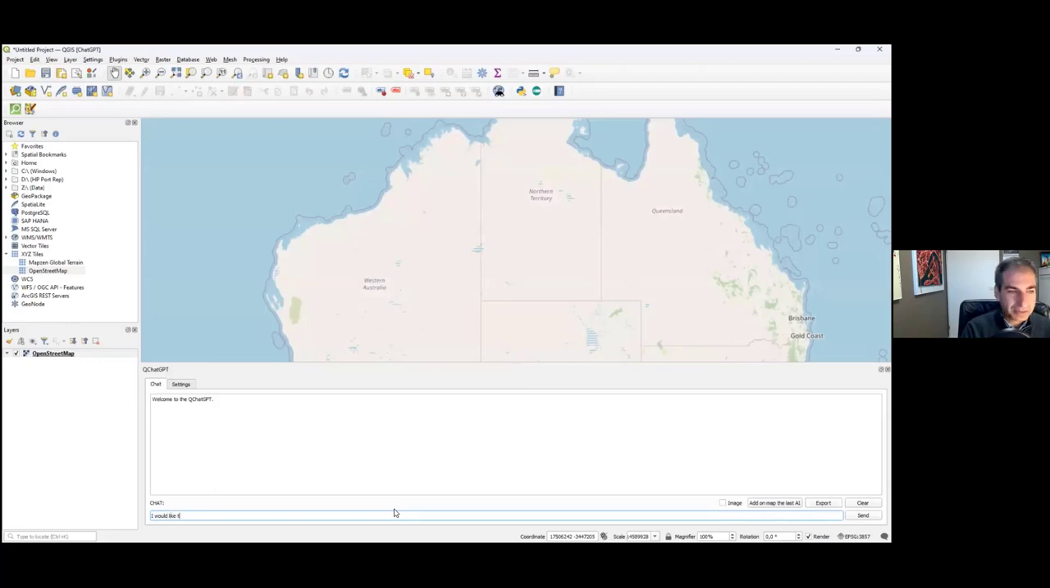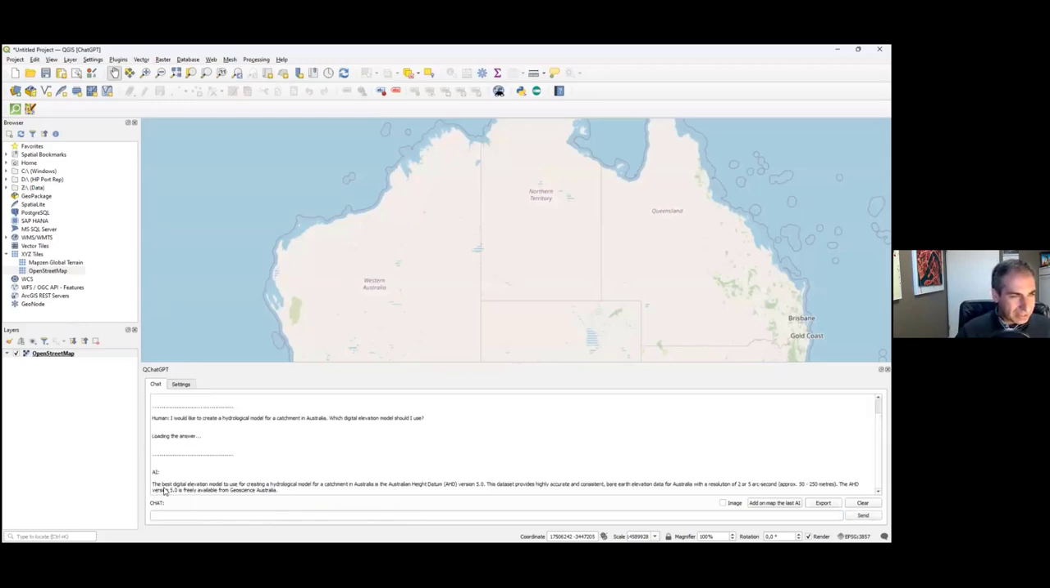I would like to create a hydrological model for a catchment in Australia, which digital elevation model should I use? Let's see if it can give some help. And there it gives some answer. The best digital elevation model to use for creating a hydrological model for a catchment in Australia is the Australian High Datum version 5, et cetera, et cetera. So that's an answer.